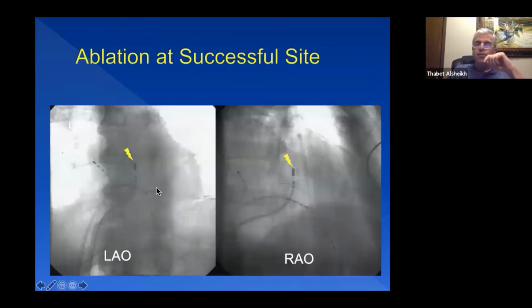And in that specific case, this is LAO, RAO. This is the right ventricle catheter, right atrial catheter, and our ablation catheter in the right ventricle outflow tract, and the successful site was in the septal area of the right ventricle outflow tract.